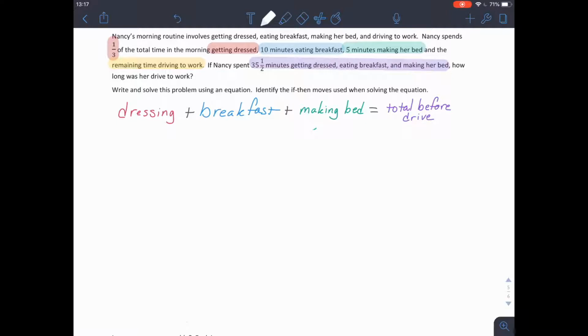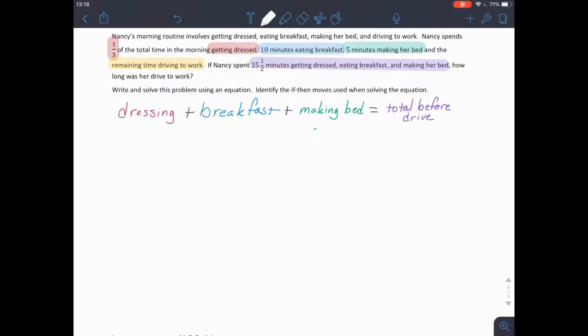Whenever I'm presented with a particularly difficult word problem that I need to write as an equation, I find it helpful to first write an equation with words instead of with numbers so that I can think about the relationships between the things. So I know that we're trying to write an equation using what we know about how long it takes Nancy to get dressed, eat breakfast, and make her bed, her total time before her drive in purple. So I'm going to set my equation equal to that.